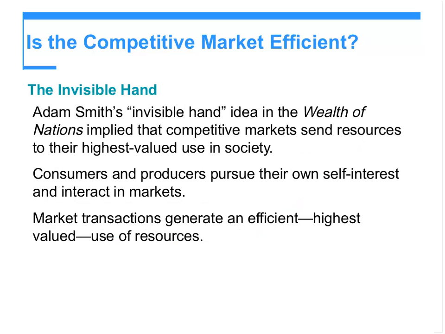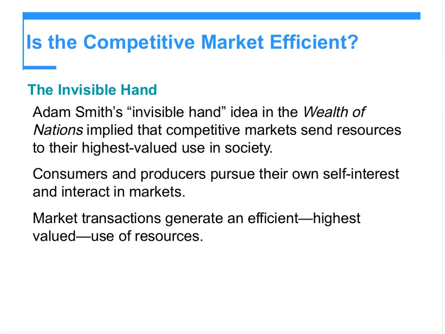Now we're going to talk about something called the invisible hand. Is the competitive market efficient? Adam Smith, one of the main contributors in economics, has this theory and concept called the invisible hand. This idea, in the Wealth of Nations, one of his books, implies that competitive markets send resources to their highest value use in society. So when you have a competitive market, all of the resources are going to be used very efficiently in the best possible way.